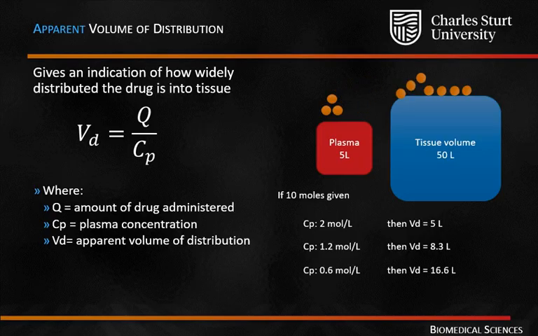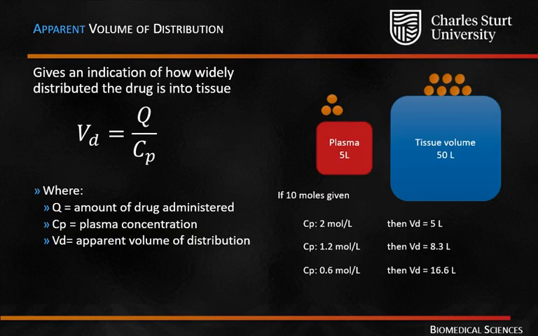And if we take it a step further, and more of the drug is now in the tissue space, and I do a plasma concentration check, and I get to 0.6 moles per liter, then if I do the calculation again, 10 divided by 0.6, I'll end up with 16.6 liters. So you can see the volume of distribution has increased yet again as more of the drug is found in the tissue space.